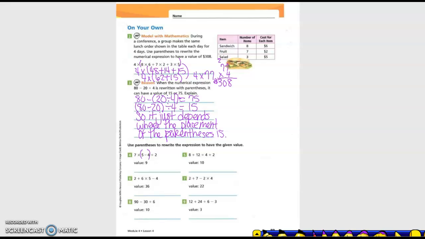So 7 times, what is this? So 1, right? Plus 2 is 9. So did it work in that way? Yes. So we're going to write 7 times 5 minus 4 plus 2 to get us our correct answer.